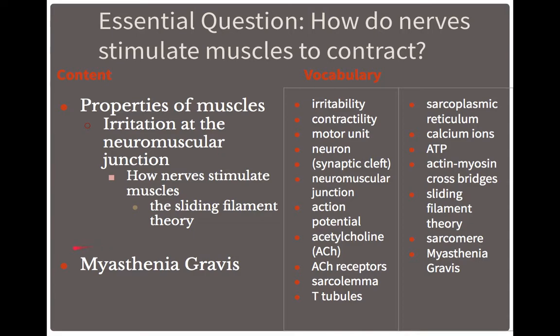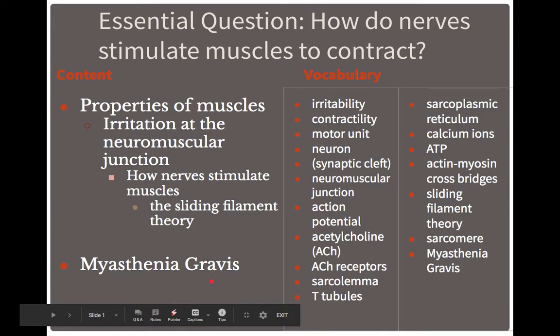Last of all, we'll talk about myasthenia gravis, which is a neuromuscular condition where the muscles are not able to respond to stimulation from the nerves. By the end of this lecture, you should be able to answer this question using all of these vocabulary.